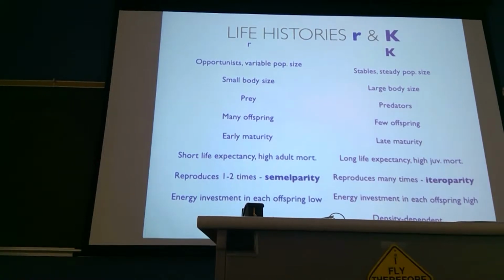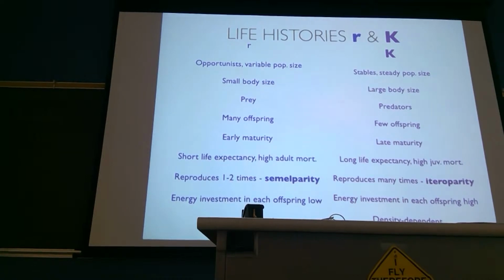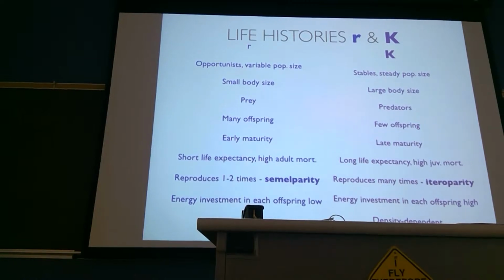They tend to live longer. They tend to have high juvenile mortality, but once you get to an adult stage, then you have a longer life expectancy. And because of that long life expectancy, even though they're only making a few offspring at a time, they're going to get that chance to reproduce many times. And that's what we call iteroparity. There are going to be many iterations of your reproductive cycle.